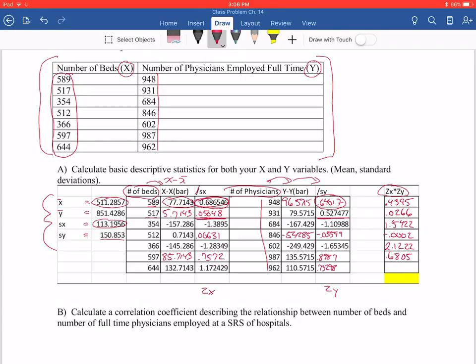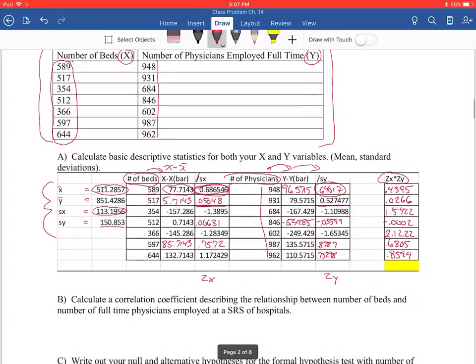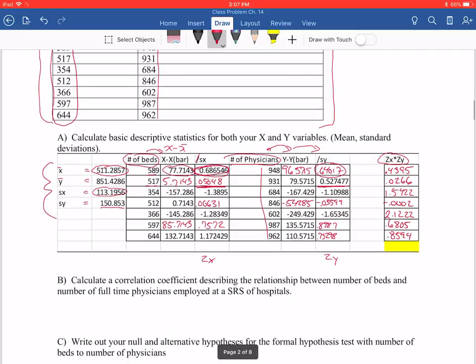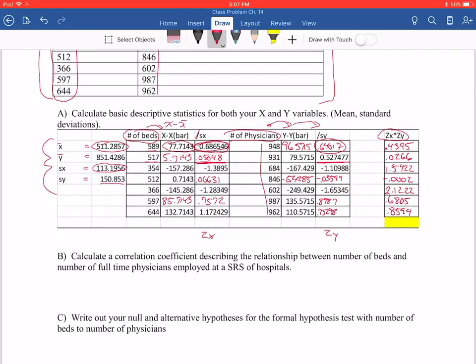And it's 2.1222, 2.6805, and then 0.8594. Cells are kind of small, so I'm trying my best to get all the values in there. And then when you have your z of x, z of y, we're going to stop there just for a second, because I'm going to go down to part B, which is calculating the correlation coefficient, or the Pearson's R.